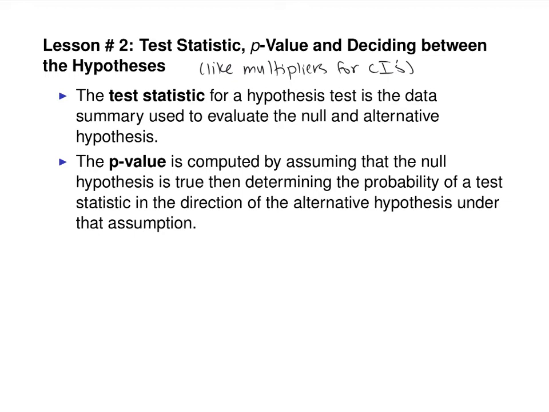And then the p-value, this is computed assuming that the null hypothesis is true, and then figuring out how likely is that test statistic. The test statistic is kind of just counting how far away from the mean you are. Are you 1 standard deviation above? What's the chances of that happening? Are you 2 standard deviations above? What's the chances of that happening? It's really just saying what's the chances that you'd be this big if that null were true.